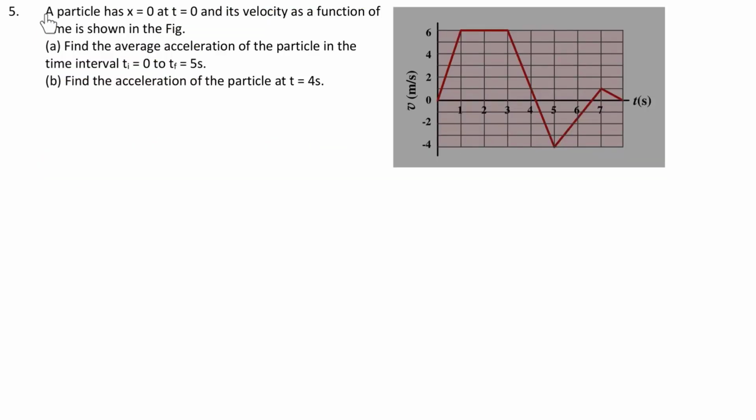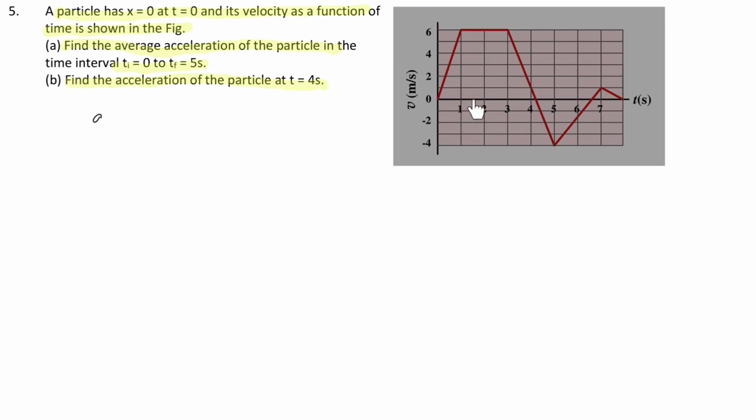Next question. A particle has x equal to 0 at t equal to 0 and velocity as function of time is shown in figure. Find average acceleration, time interval is given, and find acceleration at t equal to 4 seconds. So as you know, from velocity time graph we can find each and every variable. As far as average acceleration is concerned, it is v2 minus v1 by t2 minus t1. So by direct observation you can find this out.